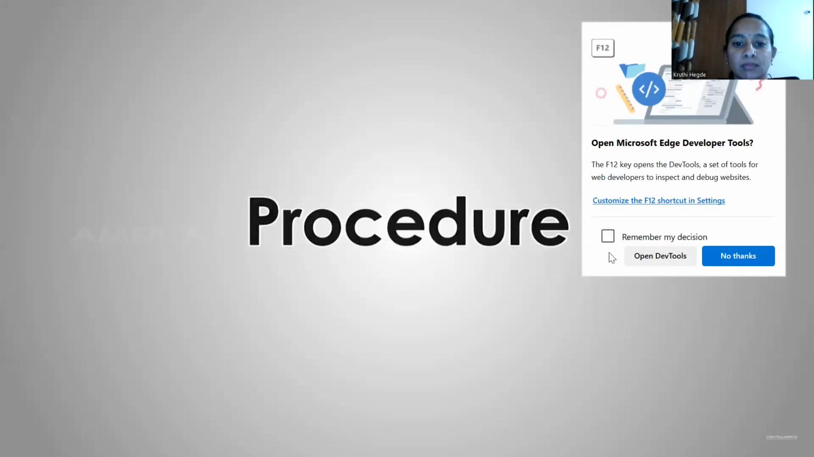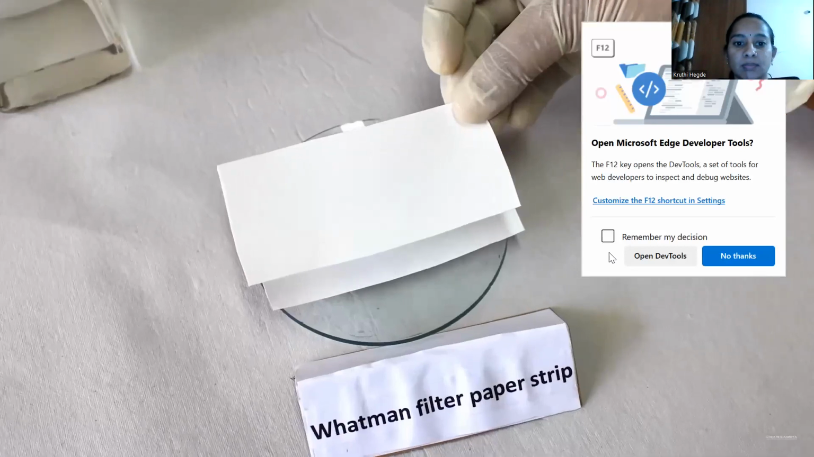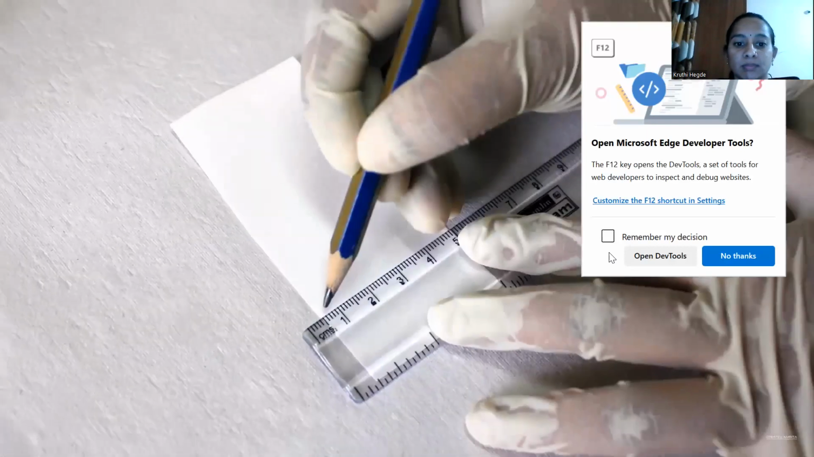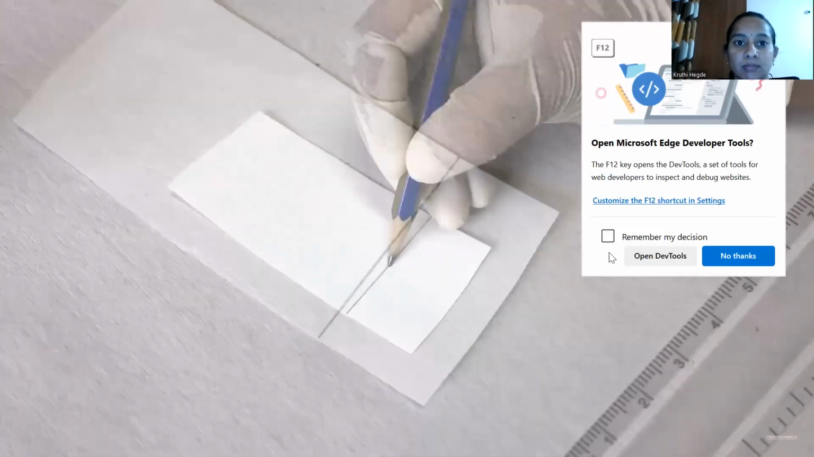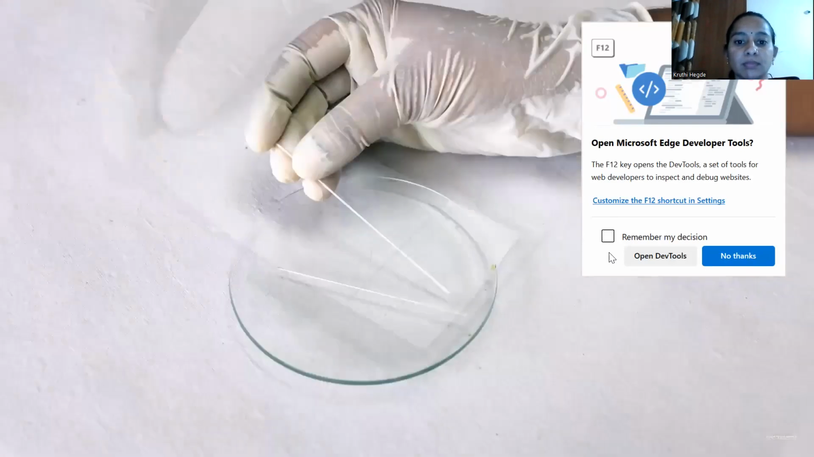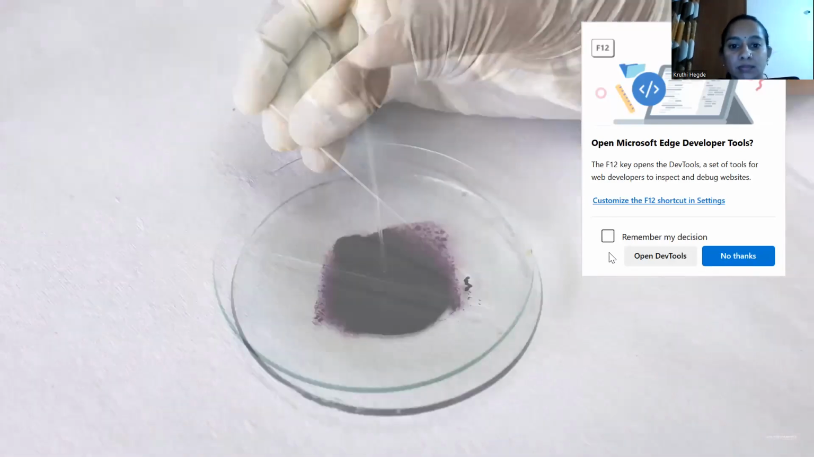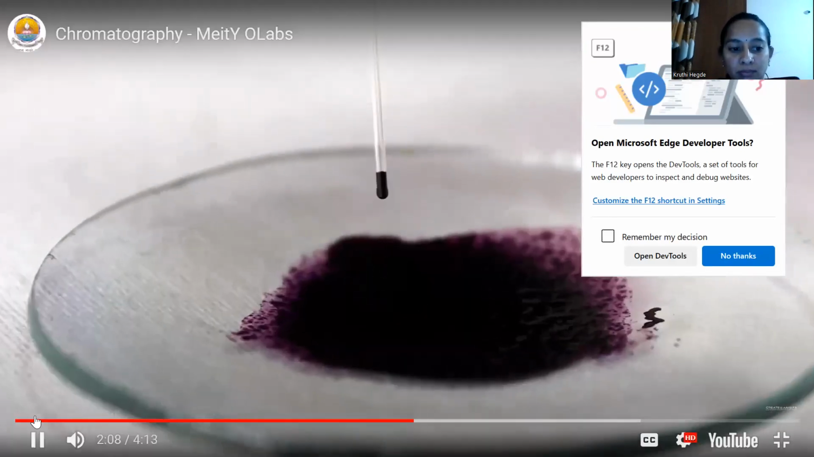Procedure: take a Whatman filter paper strip and draw a line with a pencil about 2 centimeters from one end. Put a pencil mark at the center of the line. Now, take a capillary tube and dip it into the beaker containing a mixture of red and blue inks.